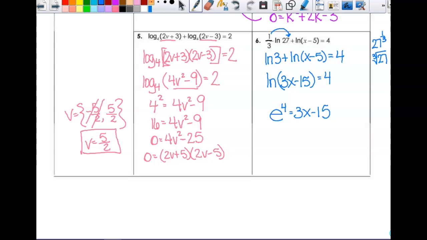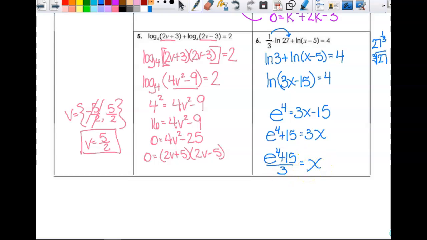And I'm solving for x. This might look like it's way more complicated than the others, but it's really not. It's the same steps. I'm going to start by adding 15 to both sides. So I get e to the 4th plus 15 equals 3x. To get x by itself, I'm just going to divide both sides by 3. So I get e to the 4th plus 15 over 3 equals x.